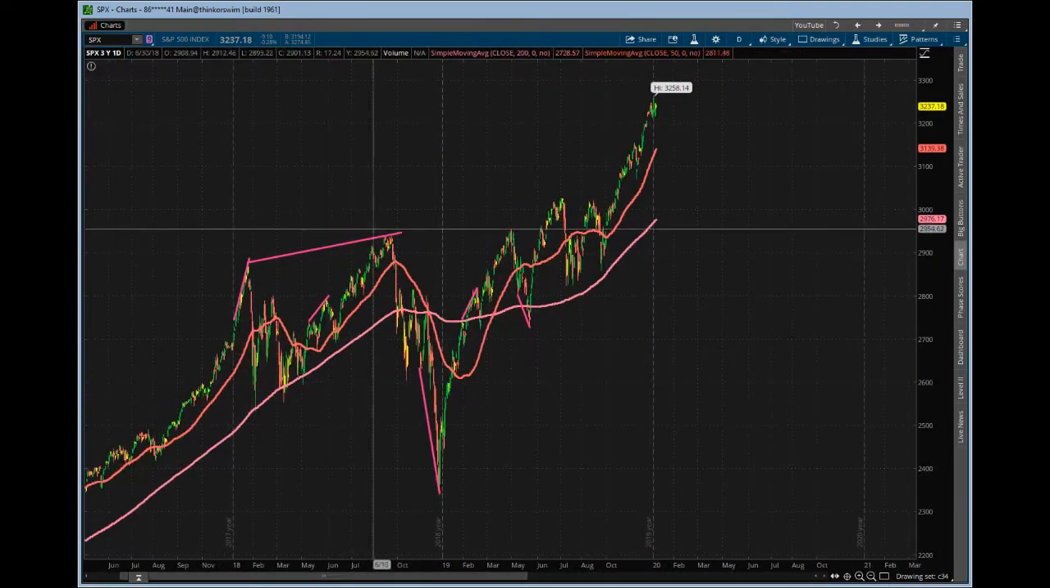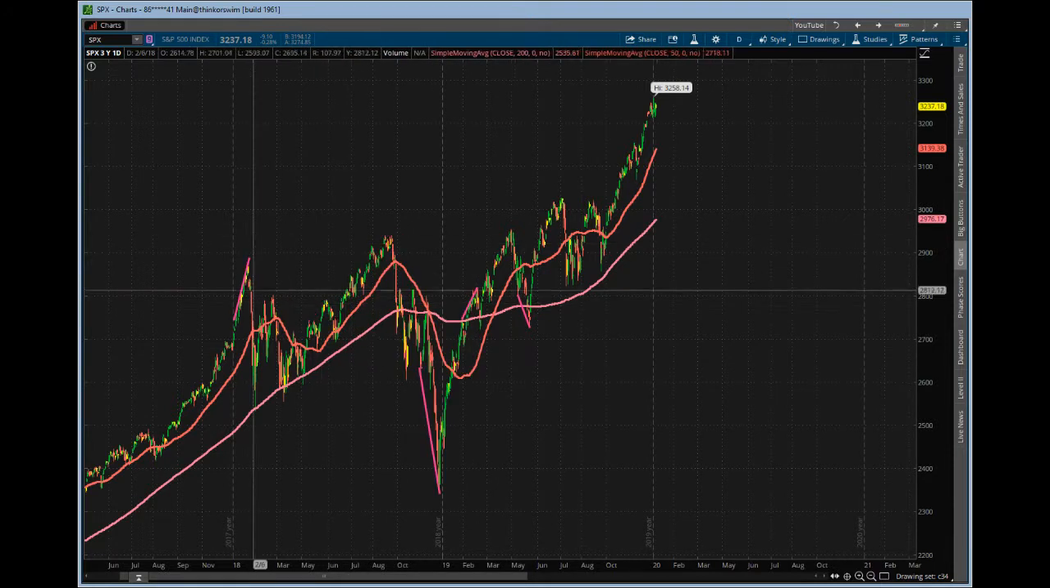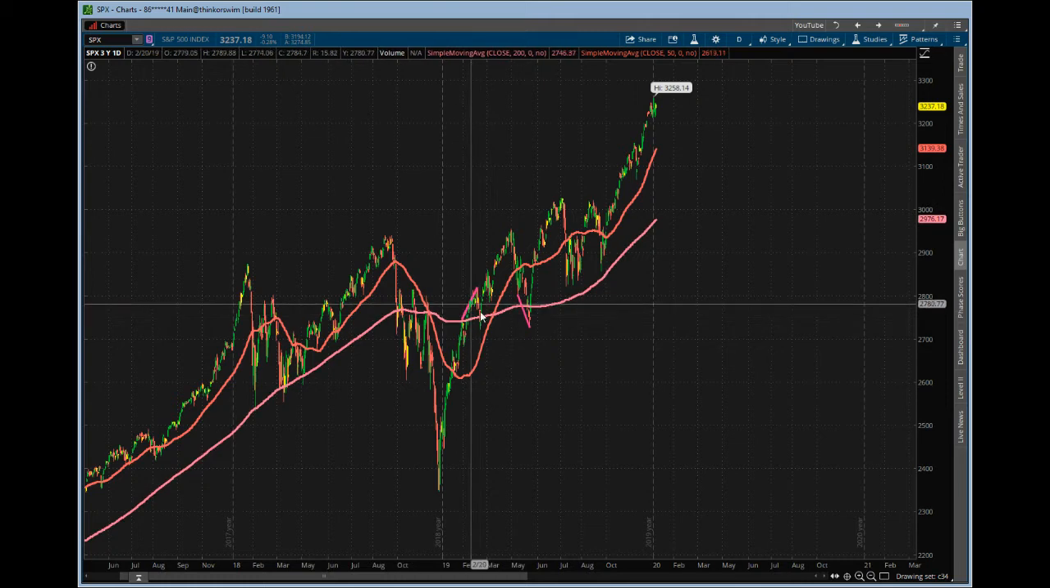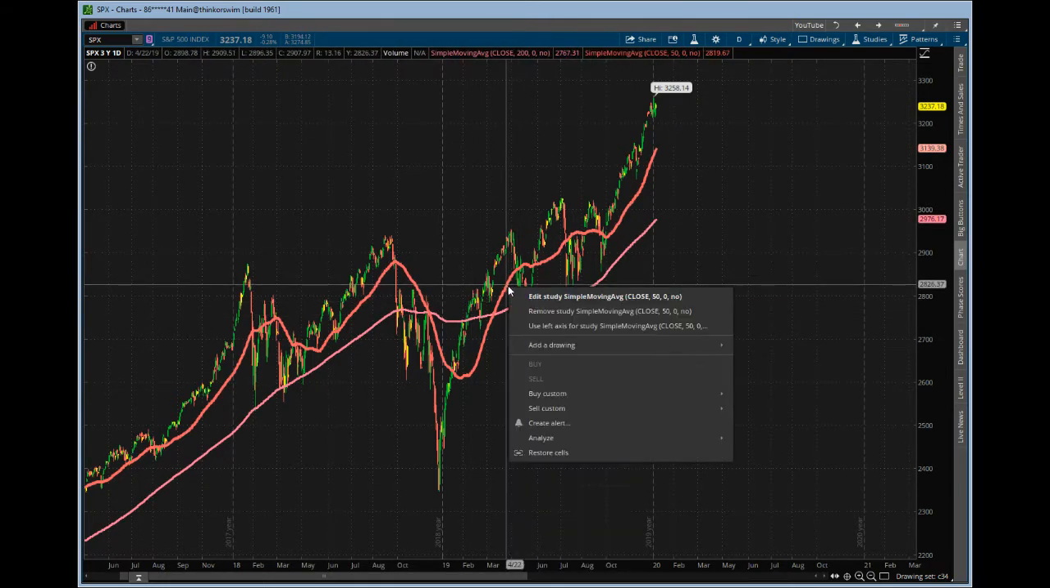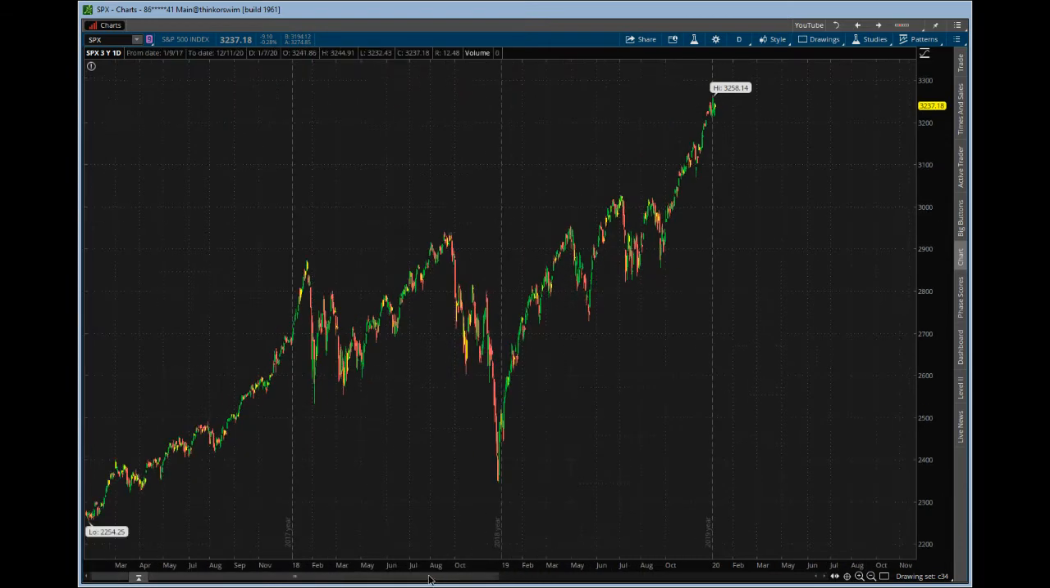So what do we mean by MACD? We've talked about MACD before. Let's remove these divergences here. Let's remove these moving averages. They look all messy. Okay, so here we go. Here's a clean SPX chart right here.